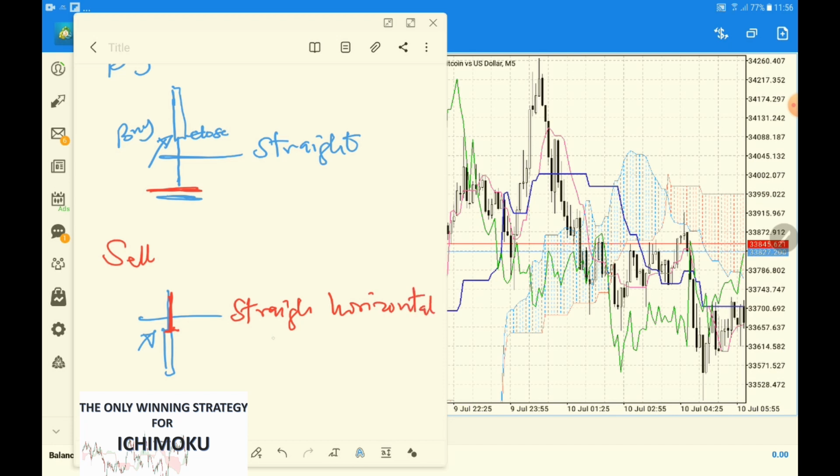A straight horizontal Kijun-sen, but closing below it. So we should close below it right here, and we can place our sell right at a point with our stop loss somewhere above here or even here, depending on your taste for risk.